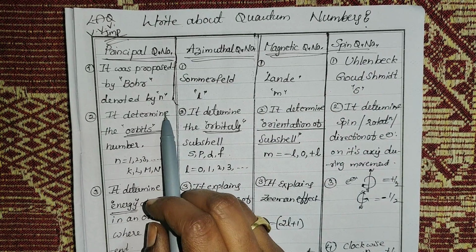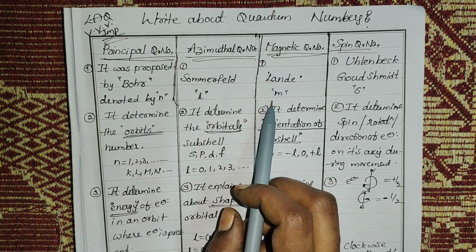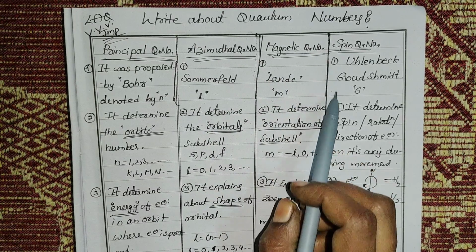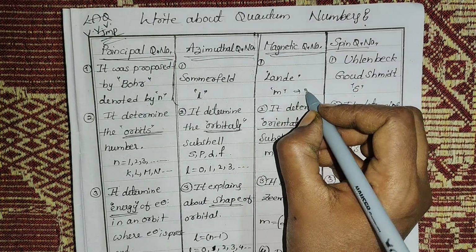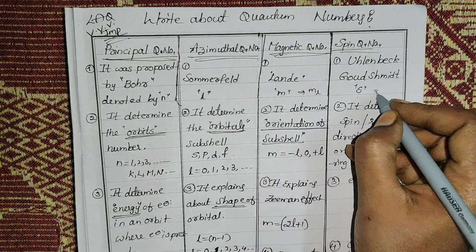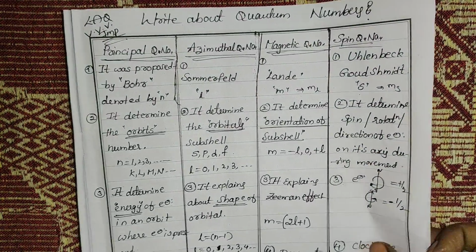The principal quantum number is indicated with small n, the azimuthal quantum number with small l, and the magnetic quantum number with small m. In some books, ml is also used for the magnetic quantum number and ms for the spin quantum number. That is your wish; both are correct.